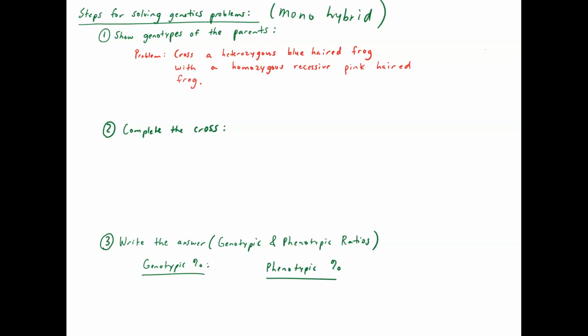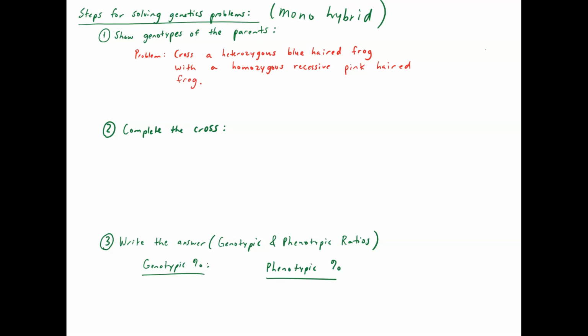So first of all, I would like you to get this basic skeleton down on the steps for how to solve genetics problems. For example, here, this monohybrid cross. So step one, I want you to show the genotypes of the parents. And then in red here, I have our first practice problem. We're going to be crossing a heterozygous blue-haired frog with a homozygous recessive pink-haired frog. Sounds about right. And then the second step is going to be to complete the cross.